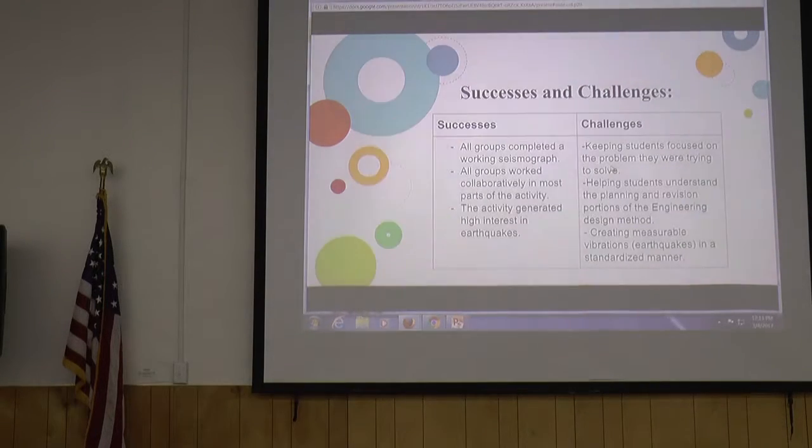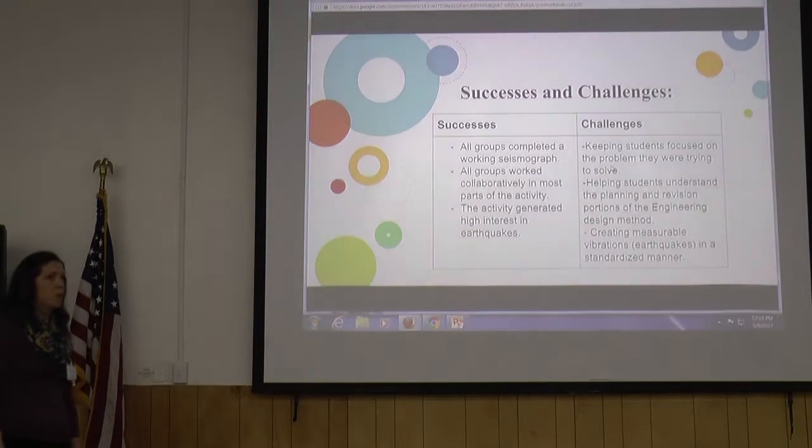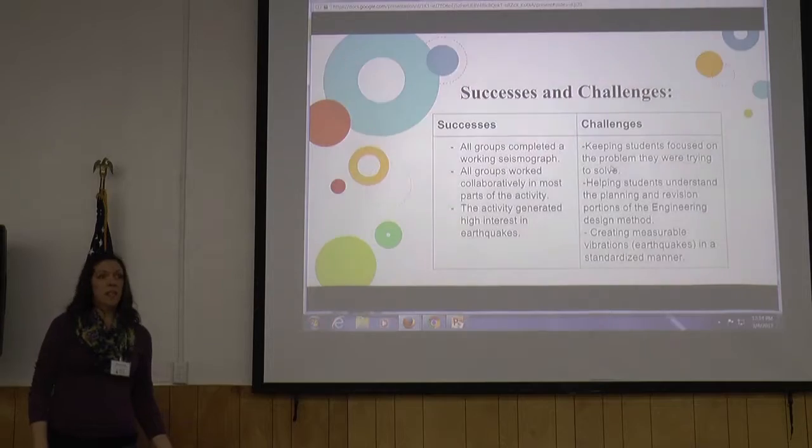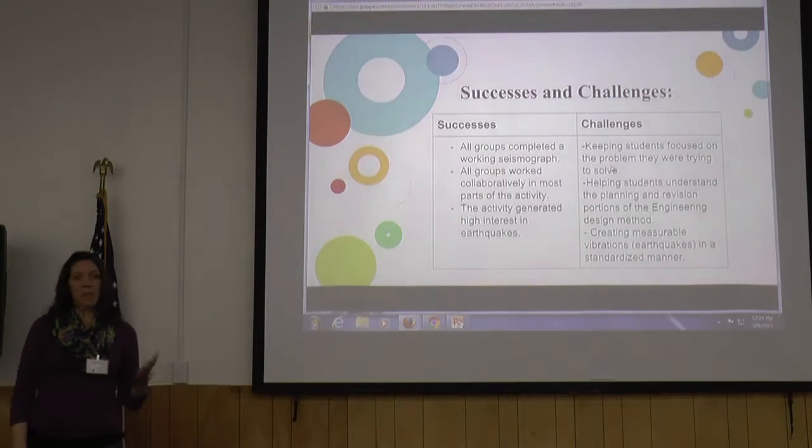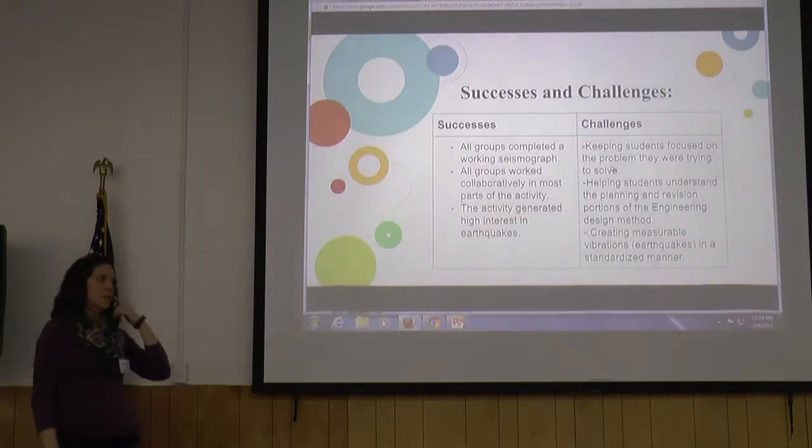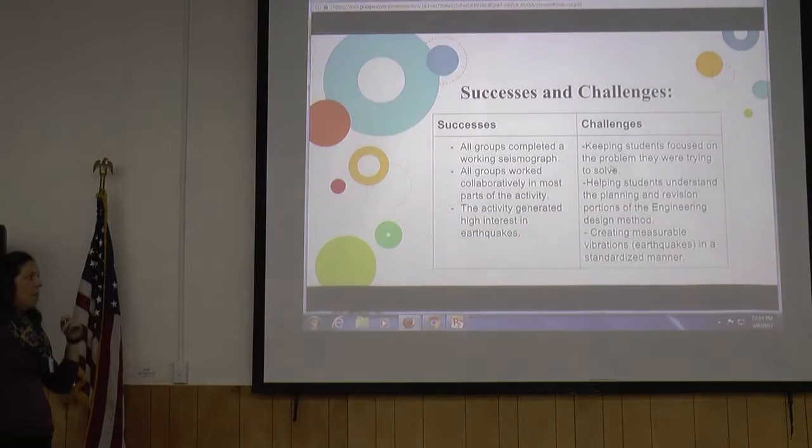Challenges: keeping them focused on the problem they were trying to solve. So not just building a really cool looking or fancy model, but actually what is it supposed to do? What is the form and function of this thing? Helping them understand the planning and revision portions of the engineering design method. So we planned, they sketched, and then a lot of times they just went with that first sketch and didn't really think about how they could make that better by revising it and using other ideas. So that took a little bit of time.